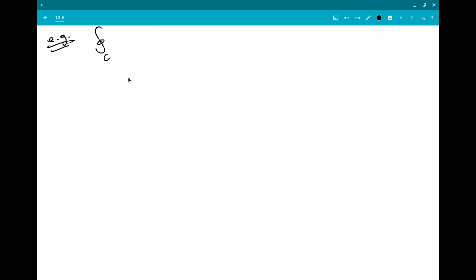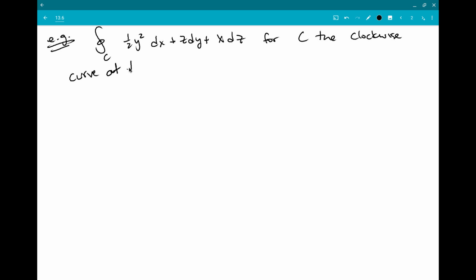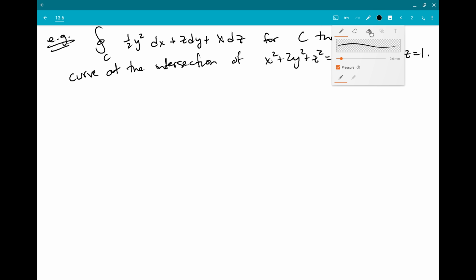So the example we have is that we're trying to compute the line integral of 1/2 y squared dx plus z dy plus x dz for C, the clockwise curve at the intersection of x squared plus 2y squared plus z squared equal 1 and x plus z equal 1. Okay, cool. Sorry, this was not clockwise. It was counterclockwise. I was trying to write this problem from memory.